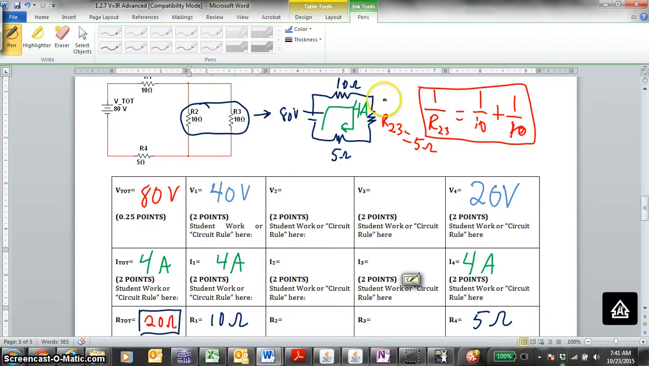So over here, you want to write down the voltage drop across 2, 3 in our redrawn circuit. In series, voltages are additive. So we have a 40 volt drop here, we have a 20 volt drop here. 40 plus 20 is 60. That means there are 20 volts left over for this resistor 2-3.